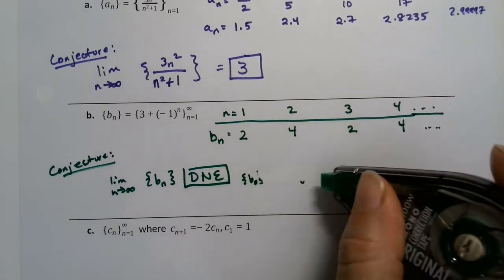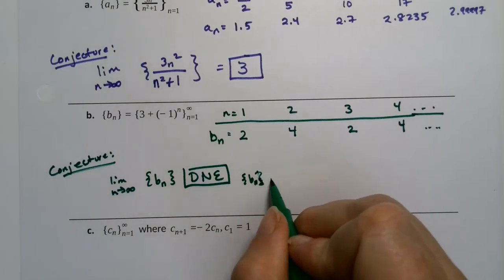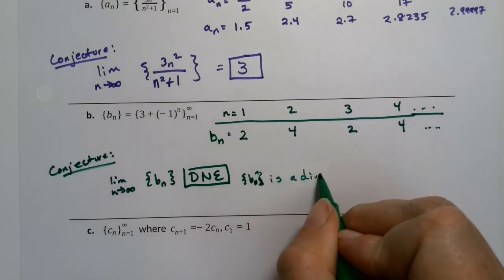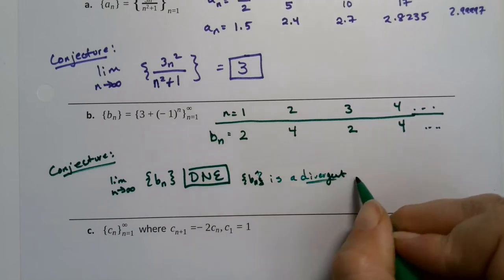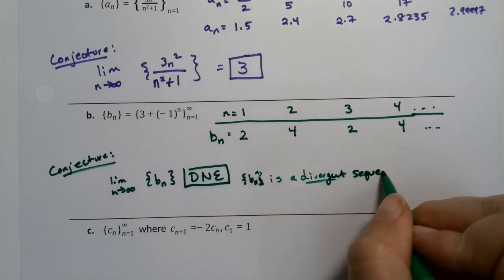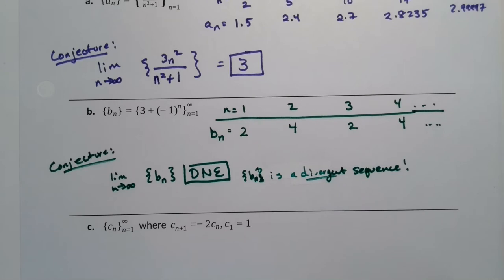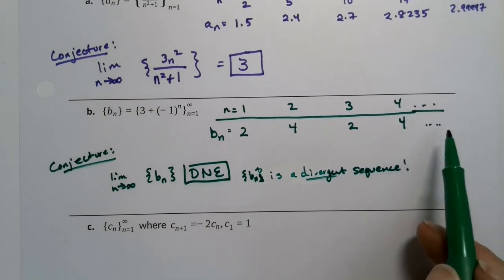Here, B sub n is a divergent sequence. It's not going to infinity, but that doesn't matter. It just doesn't exist. So we have no limit.